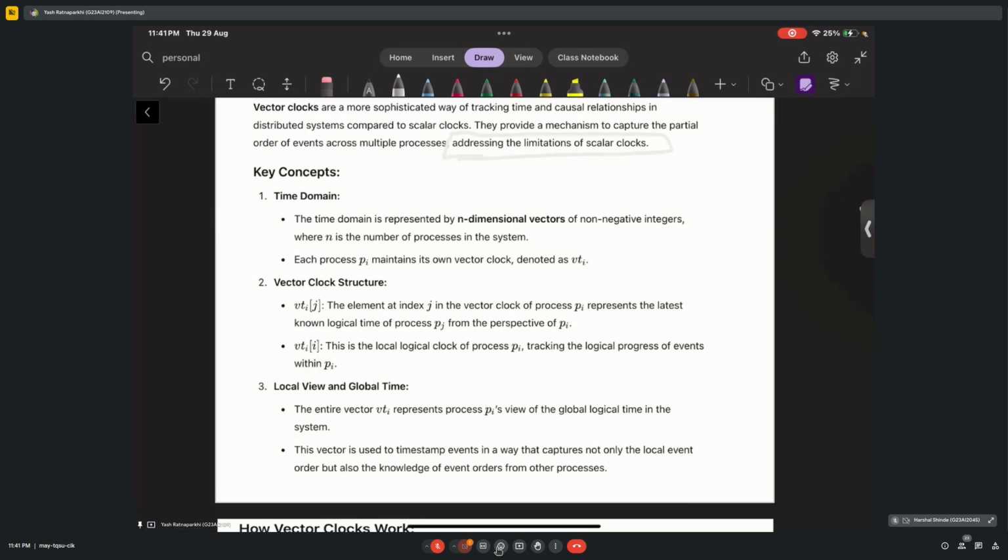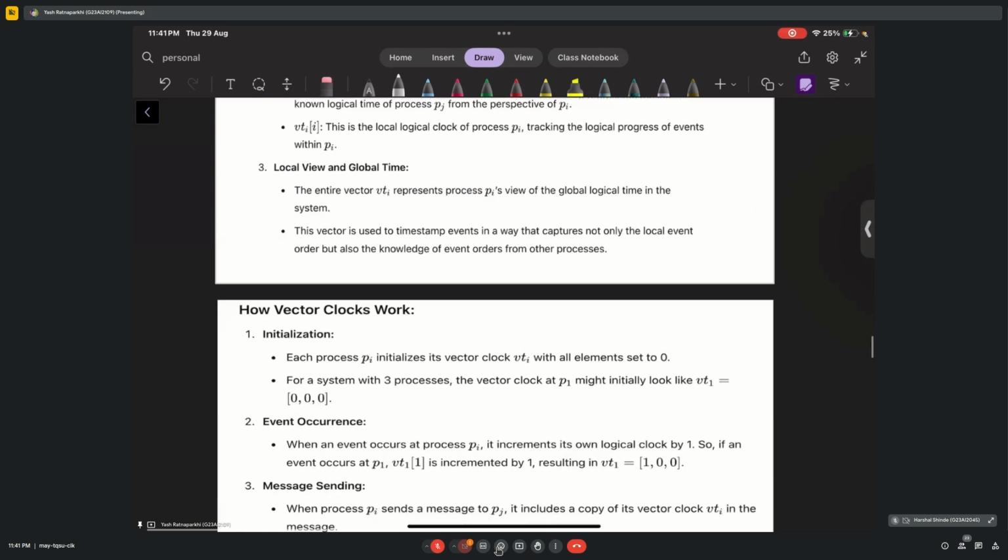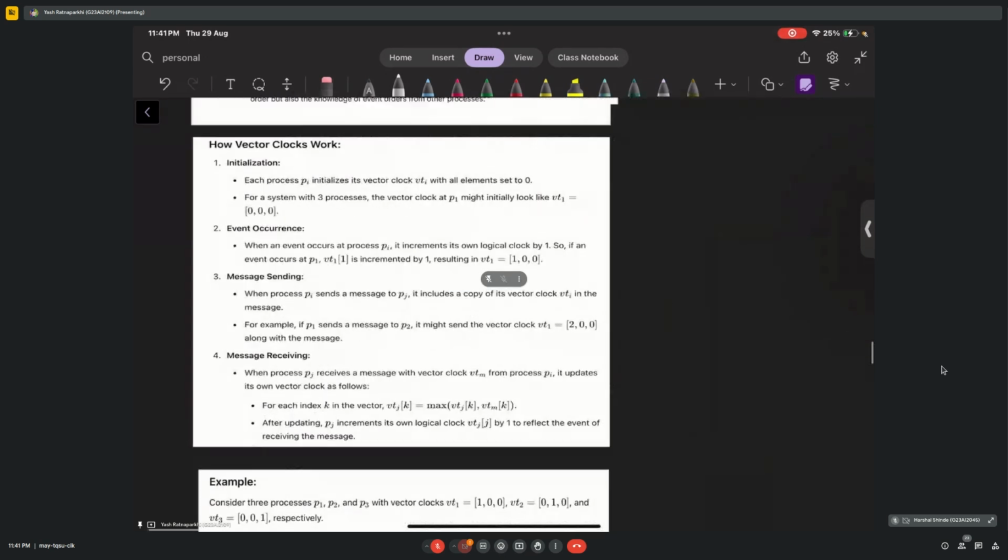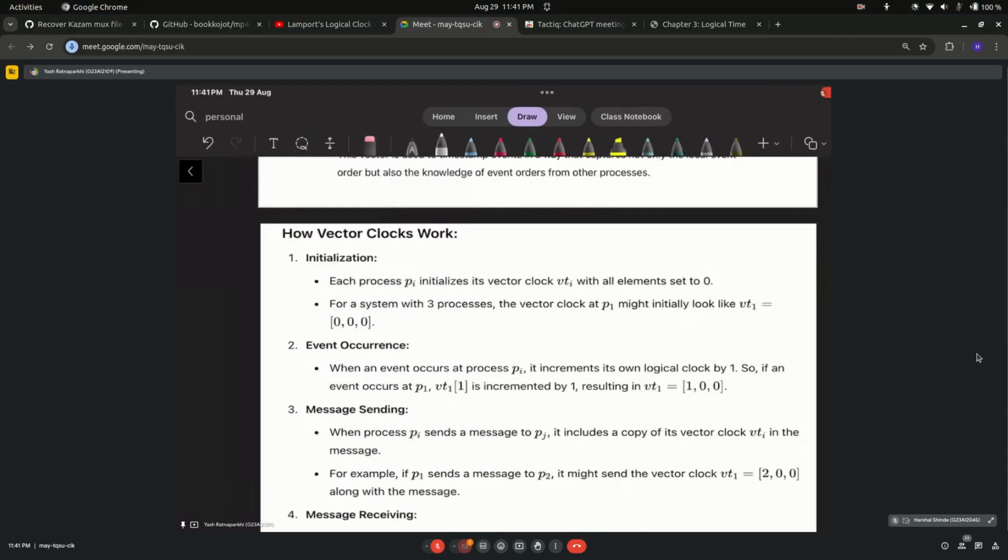Second is vector clock structure. VTi[j], the element at index j in the vector clock, represents the latest known logical time of Pj. This is basically an explanation of the previous one only. I'll explain it to you with an example.